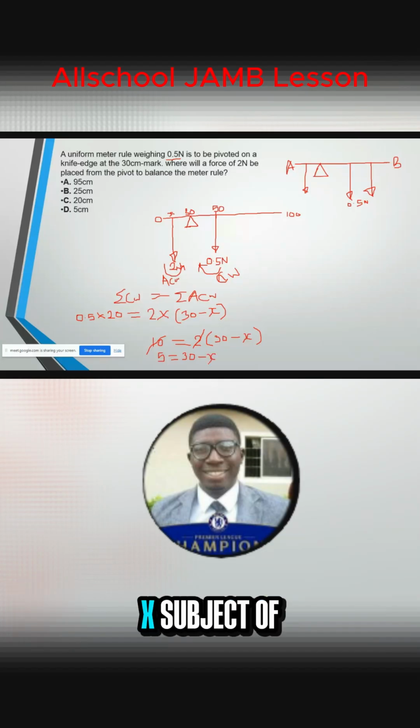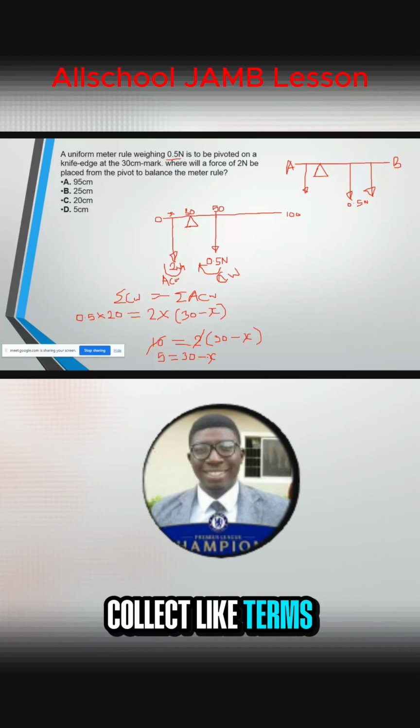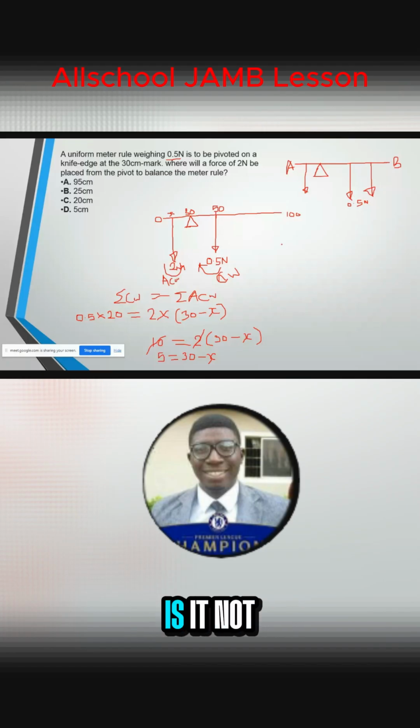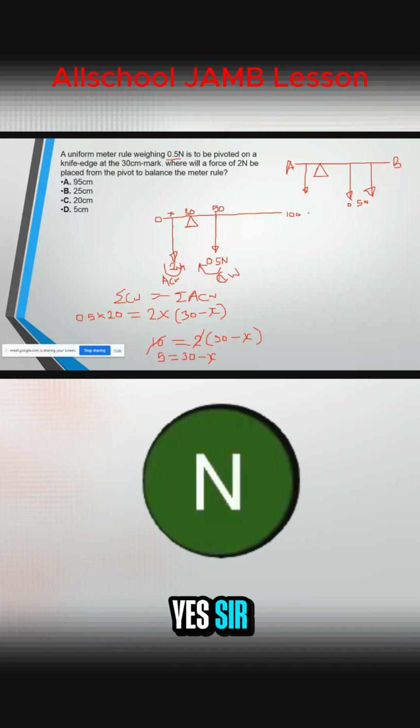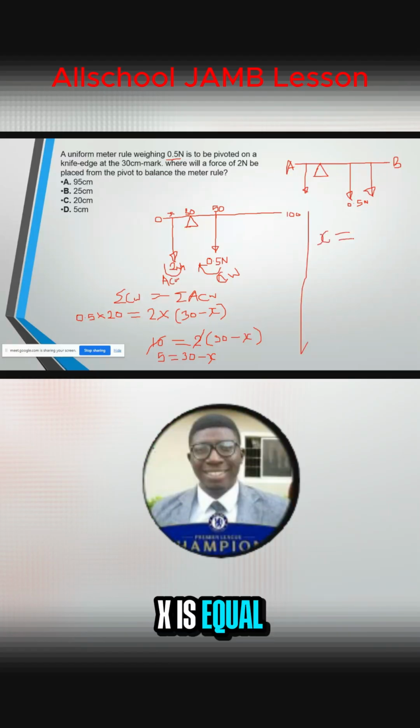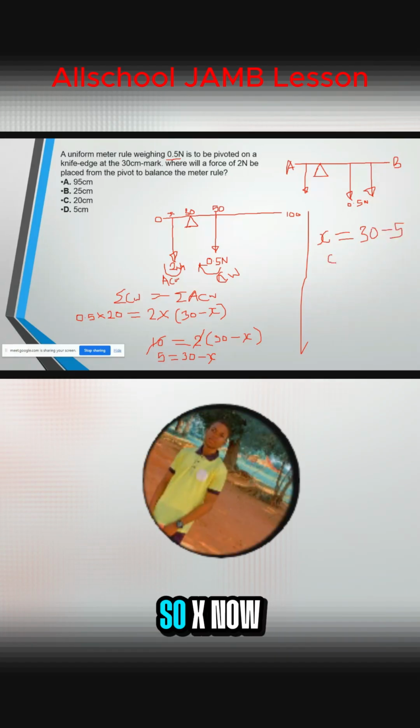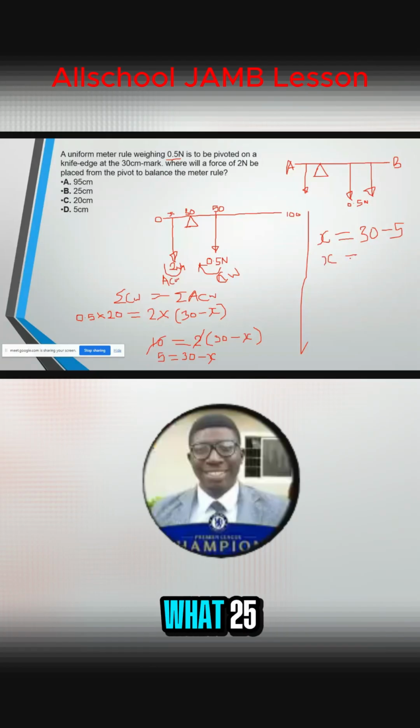I can make X the subject of the formula. Let minus X cross to the left hand side. If minus X crosses to the left hand side, what are we going to have? It's going to be plus X. So we are going to have X is equal to 30 already on the right hand side, and if 5 crosses to the right hand side, it's going to be minus 5. So X now is equal to what? 25.